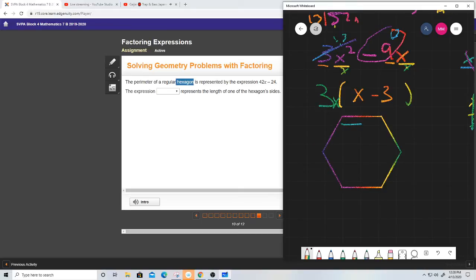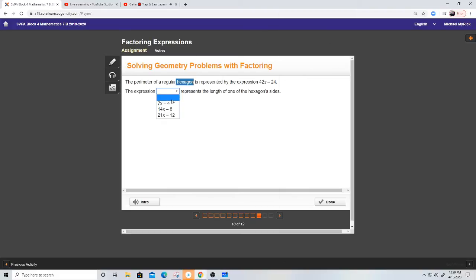Oh, that's awesome. Alright, so the perimeter of the regular hexagon is 42x minus 24. All we have to know is how many sides this has, right? 1, 2, 3, 4, 5, 6. And so if we know that a hexagon has 6 sides, we're just going to take 42x minus 24 and divide everything by 6. Which becomes 42x divided by 6 is 7x, right? And then negative 24 divided by 6 is minus 4. That's 6 sides of 7x minus 4. And again, my 4 looks like a 9. So I should be looking for 7x minus 4 right there.